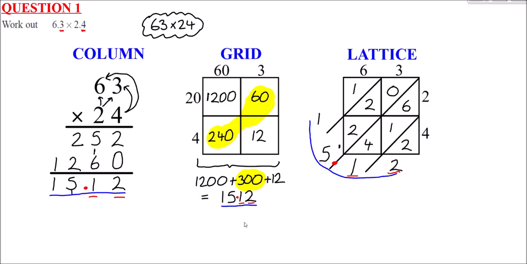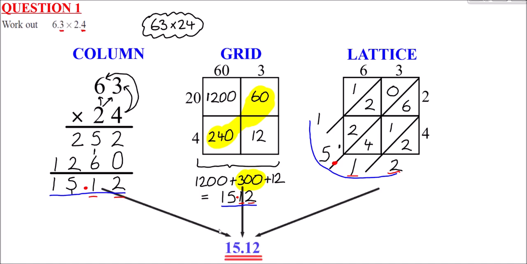No matter which way we've used, each method needs to give us 15.12. So we'd get a mark for getting 1,512, and then we also need to remember to place the dot in the correct position. If you don't like this method about where to place the dot, simply round your answer to get a feel for how big the final answer should be.